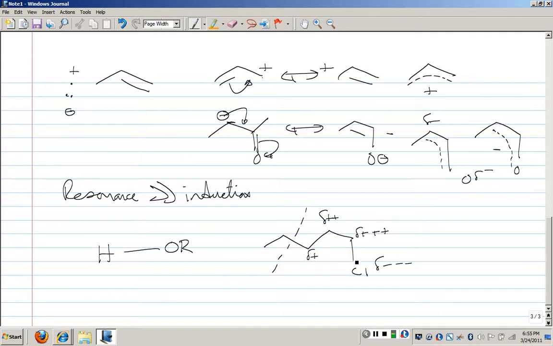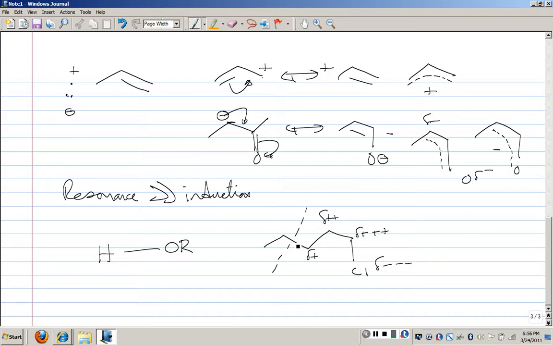But so induction is very strong along the first bond. It is modest along the second bond. It is weak along the third bond, and for most intents and purposes vanishes beyond bond three. Okay? So induction is very strong along the first bond, modest along the second bond, weak but present along the third, and for all intents and purposes, 95% of the time, it disappears beyond the third bond.